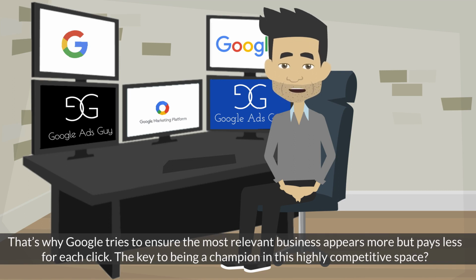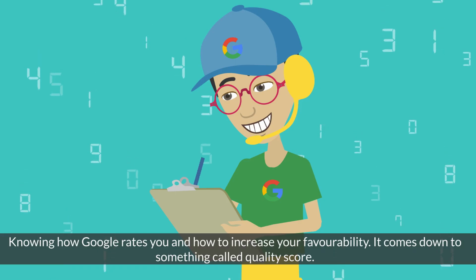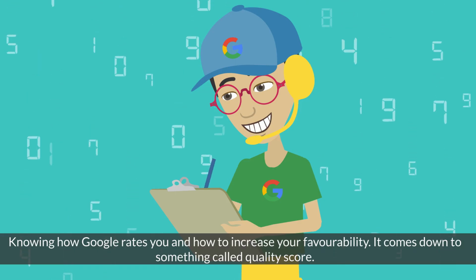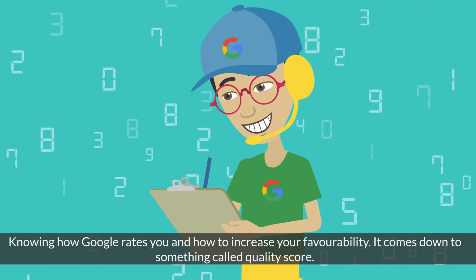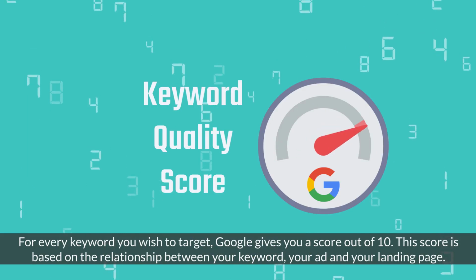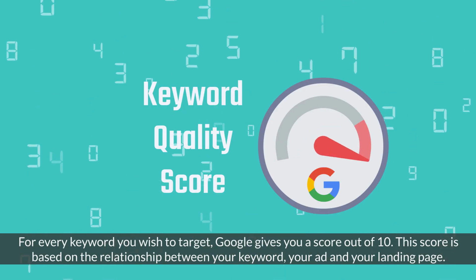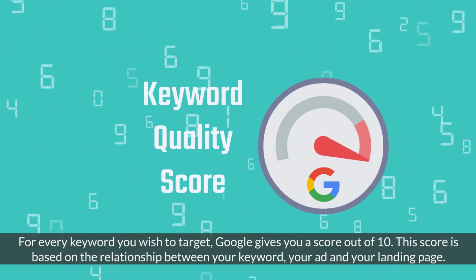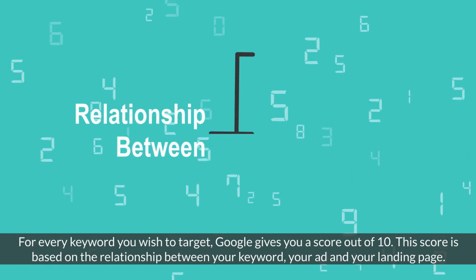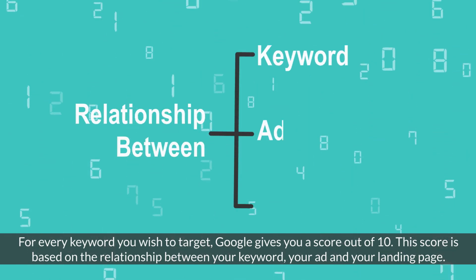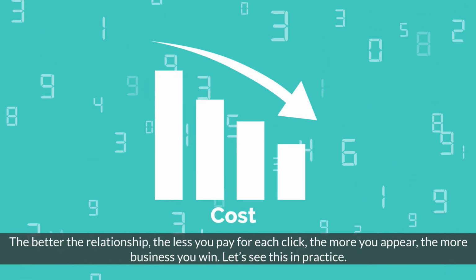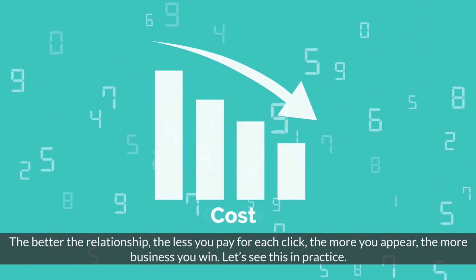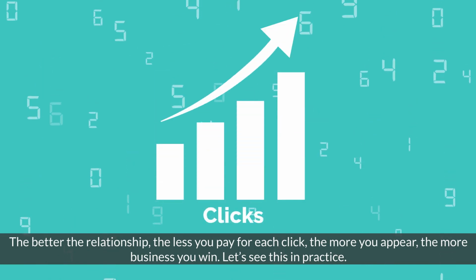So what's the key to being a champion in this highly competitive space? It's knowing how Google rates you and how to increase your favorability. It comes down to something called quality score. For every keyword you wish to target, Google gives you a score out of 10. This score is based on the relationship between your keyword, your ad, and your landing page. The better the relationship, the less you pay for each click. The more you appear, the more business you win.